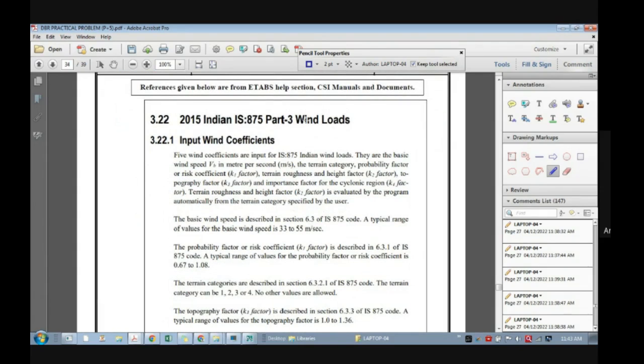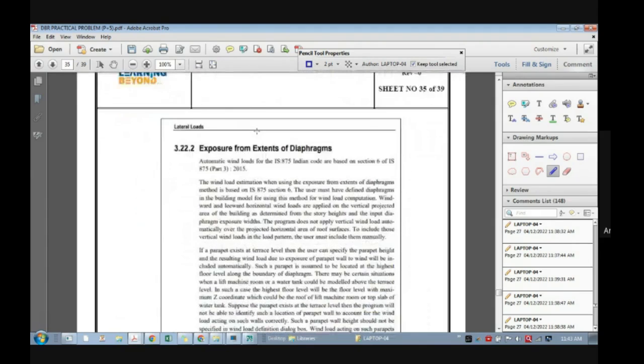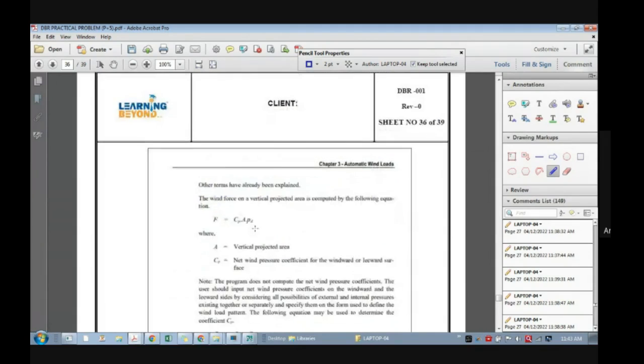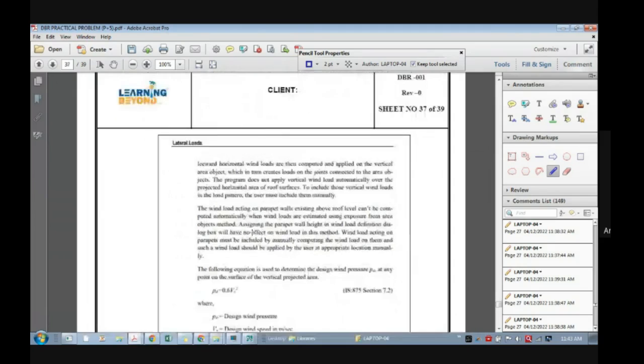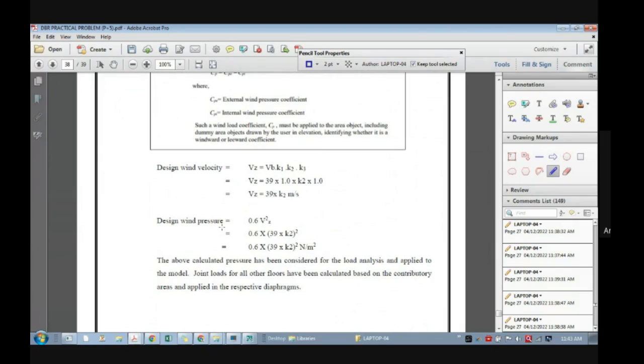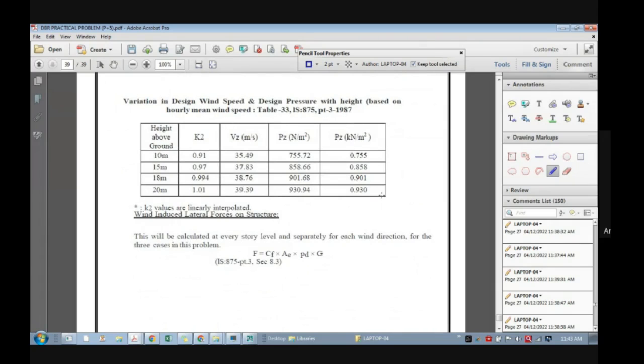And this is also a reference from the ETABS manual. So how they are taking the wind calculations in ETABS. And these are the values we are getting from the ETABS calculation manual. So that is the basis of how ETABS is doing the calculations. And we finally get the design wind pressure by putting in these values. Okay. Design wind velocity Vz and pressure Pz. And these are the pressure values we are putting in the table.